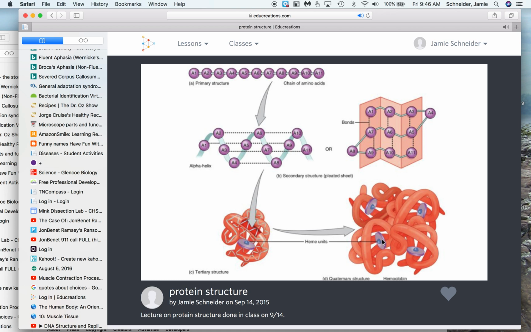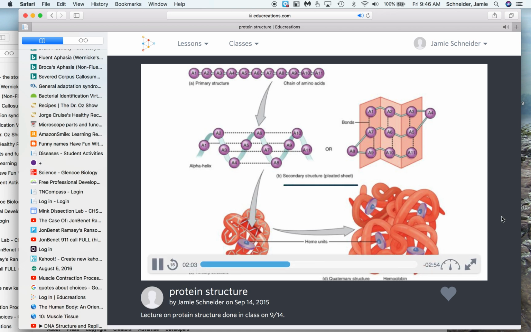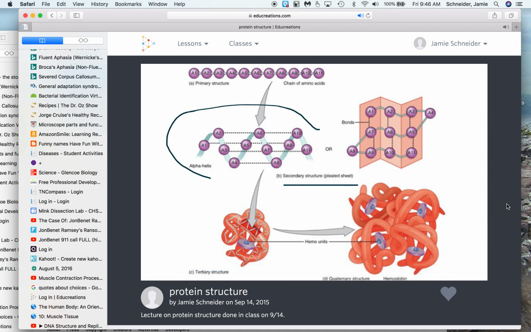Once I have a sequence of amino acids coming all together, they start to interact. And the first thing that's going to happen is I'm going to have secondary structure, which can be an alpha helix shown here, or it can be a pleated sheet shown here. A pleated sheet, think of it like a fan that's folded on a piece of paper.